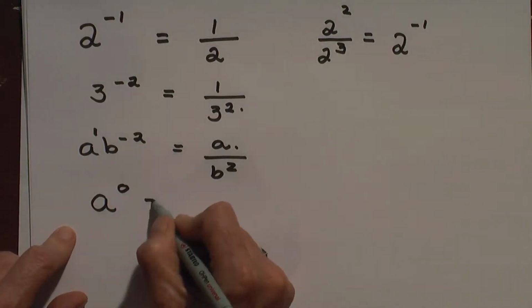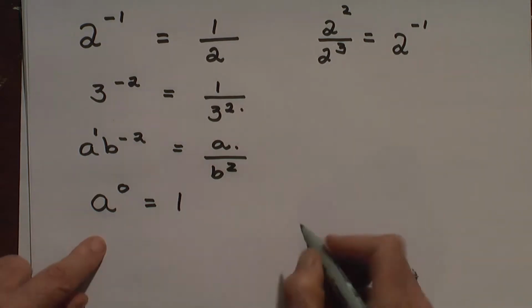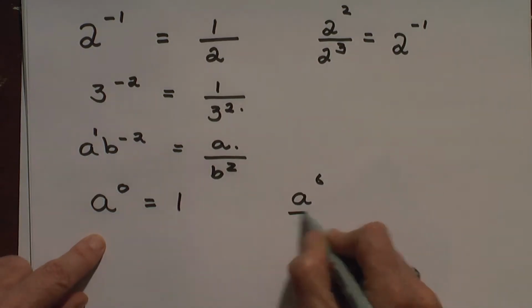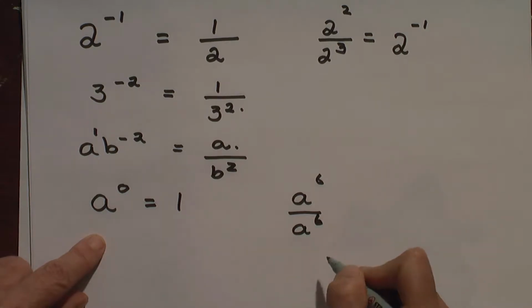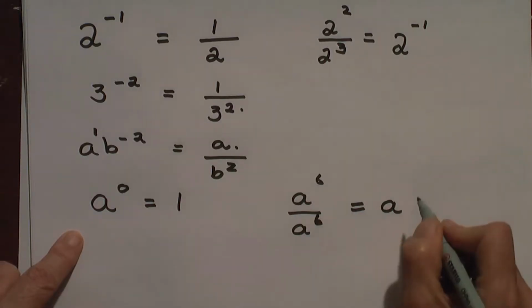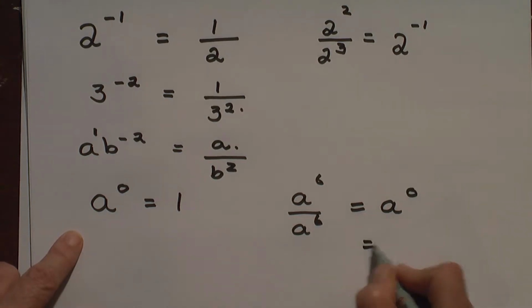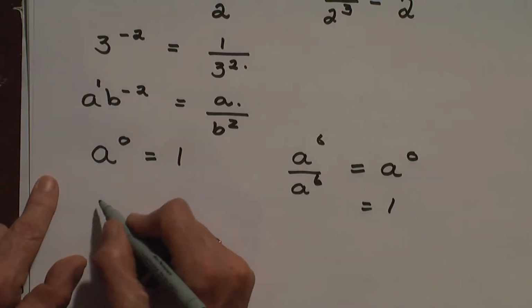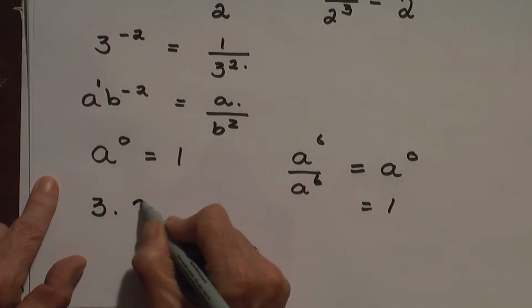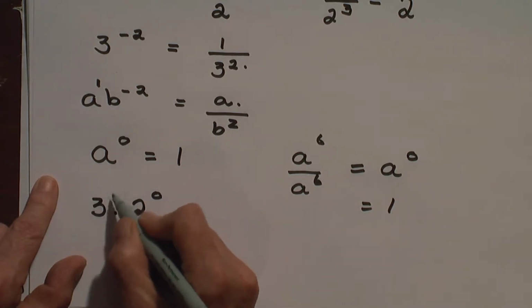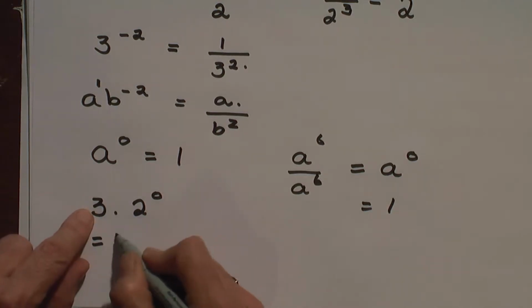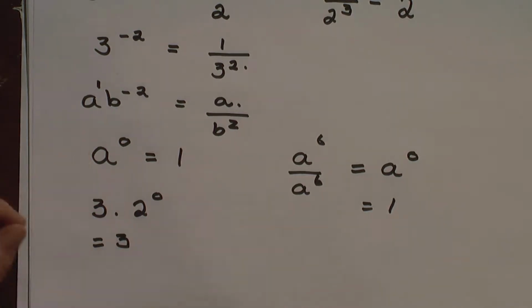And then the other one is the magic one of exponents, which tells me that anything to the power of 0 is 1. Why? Because if I've got a to the 6 over a to the 6, clearly I can cancel that and I get an answer of 1. But if I use that second rule, what have I got? a to the 6 minus 6, which is a to the 0, which is 1. Once again, be careful. If I've got 3 times 2 to the 0, that is 3 times 1, which is 3.